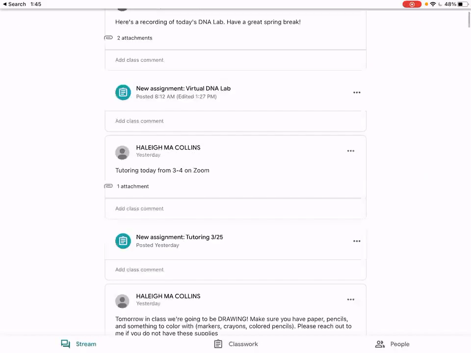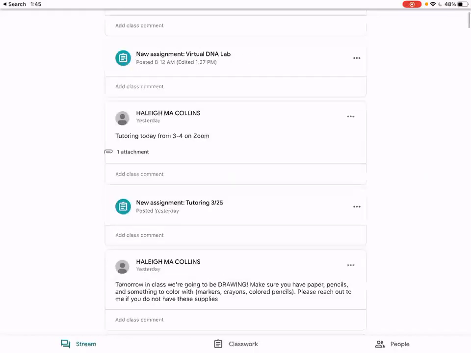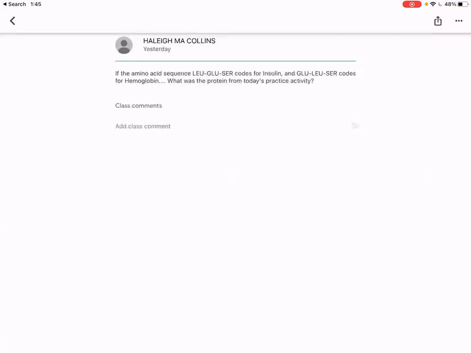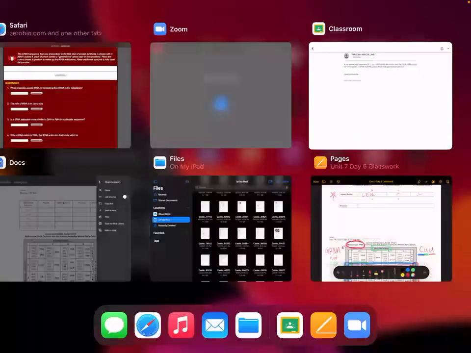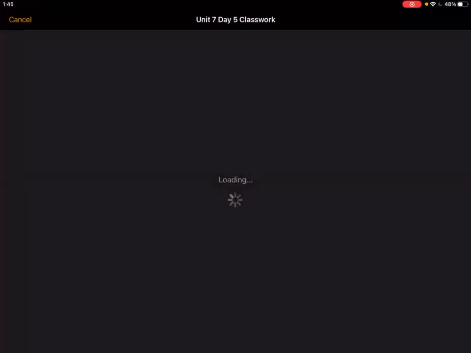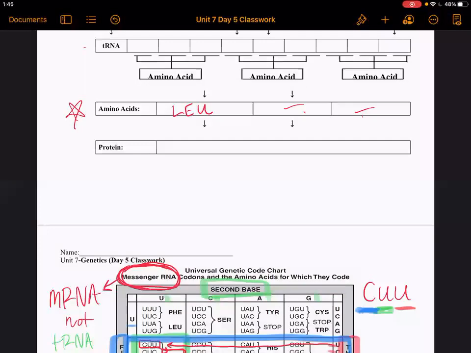All right, and I see that I made a post that says, if the amino acid sequence LEU, GLU, SER codes for insulin, and GLU, LEU, SER codes for hemoglobin, what was the protein from today's practice activity? So we've only figured out one amino acid, but using that amino acid, we can actually figure out what the answer is, right? Because I said that if the first amino acid was LEU, the protein being coded for was insulin. So the answer here was insulin.